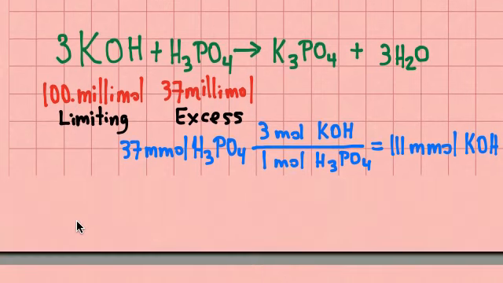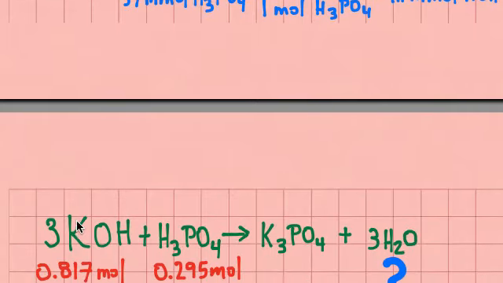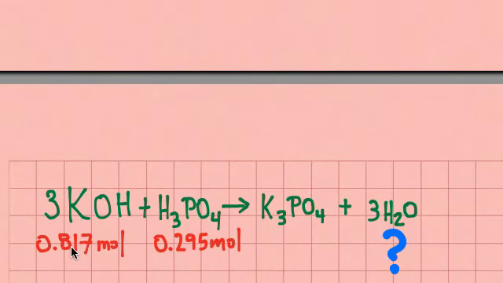This is a little bit tricky until you get the hang of it. Here I made up some other random numbers. 0.817 moles of KOH, 0.295 moles of phosphoric acid. Now I could do this either way. I could start with this and convert it to an amount of this, or I could start with this and convert it to an amount of this.